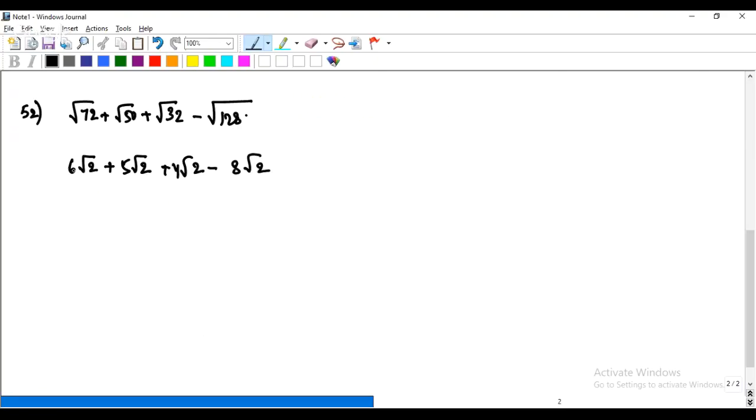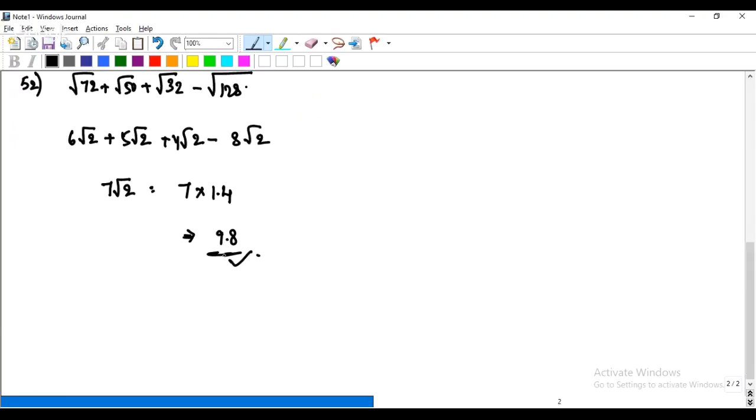So I can say 9 minus 8 is 1. So 6 plus 1 is 7. Put together, 7 root 2. You have approximately, you do 7 into 1.4. We already know the value of 1.4 into 7 is 9.8. Approximately, you can go with it.